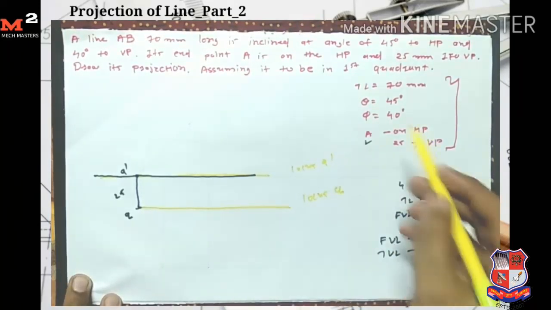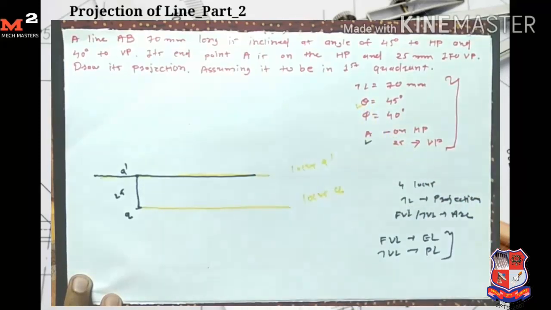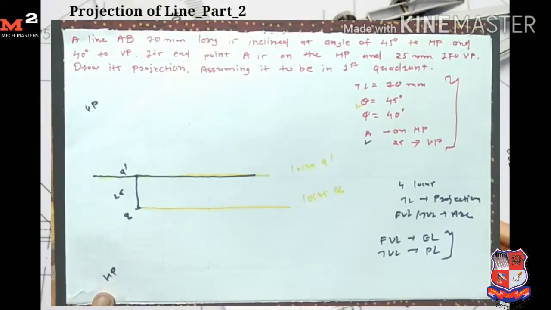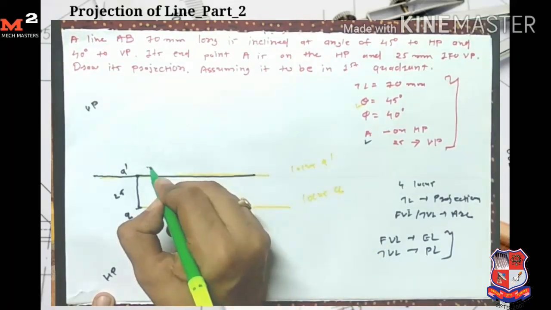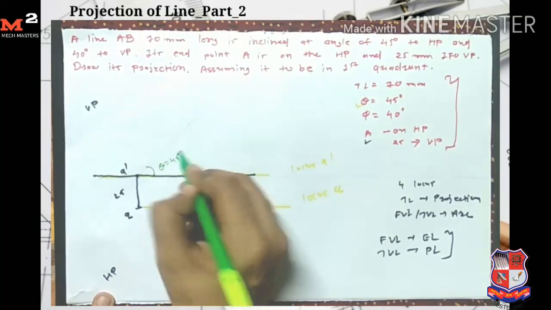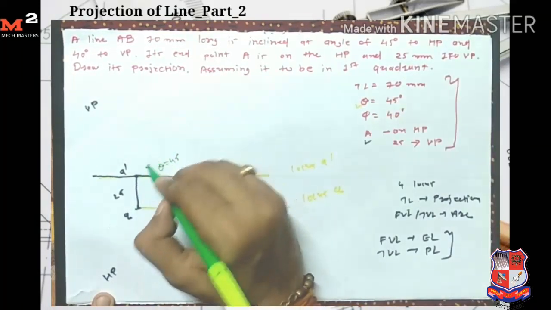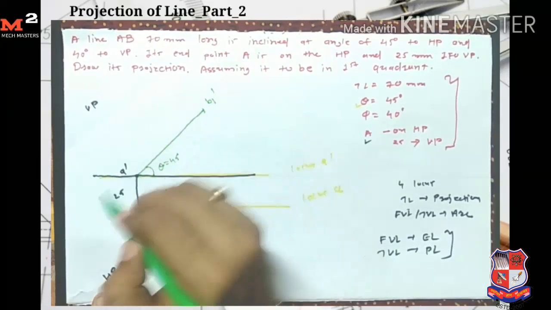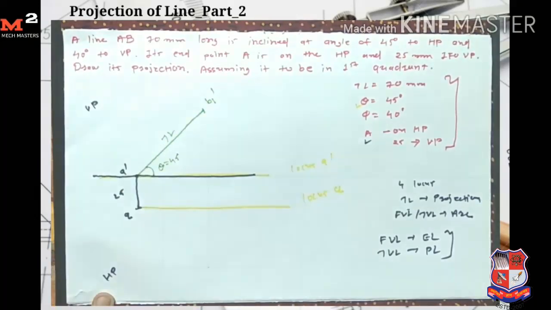Now theta is equal to 45 degree, which means the line makes an angle of 45 with the horizontal plane. This one is my horizontal plane and this one is the vertical plane. The line makes an angle with HP, but we represent it on the vertical plane because we see it from the front. So here I take the angle theta equal to 45 degree and length equal to 70 mm. I draw one line from A dash, and here I get my point B1 dash, which is equal to the true length. Now here angle phi is equal to 40 degree.